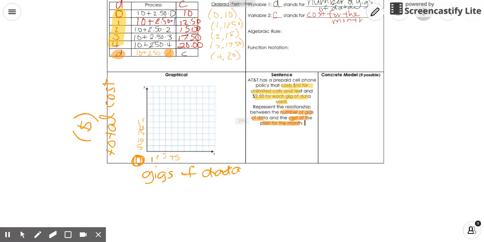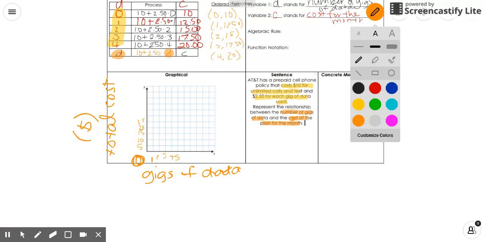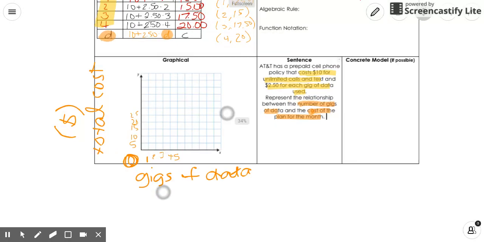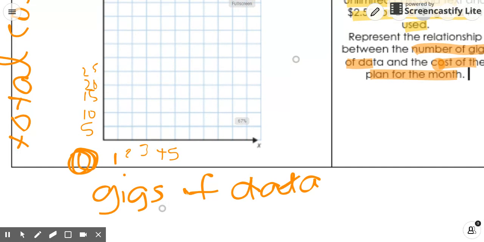So at 0, it cost me $10. So that's the first point I'm going to plot. So 0, $10 is there. Okay. 1, 12.50 is right about there. Ooh, this is terrible. Let me zoom in. So 0, 10 was my first one. So 0, 10.